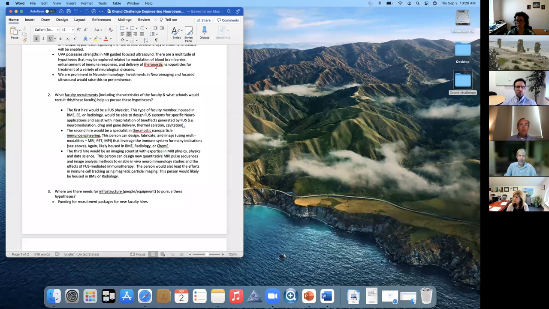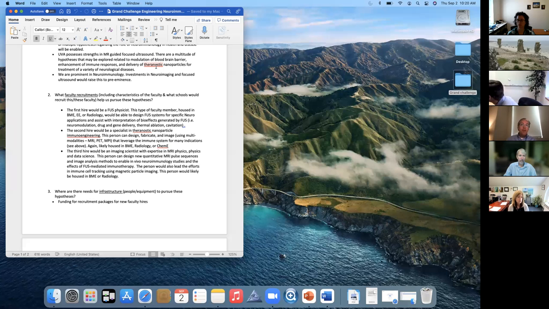The second hire would be somebody who has specific expertise related to theranostic nanoparticle immunoengineering. This would be someone who could basically be involved in the design and fabrication part of things, could be involved in leveraging various imaging modalities. And again, there would be a variety of different areas where this person could land across the institution.